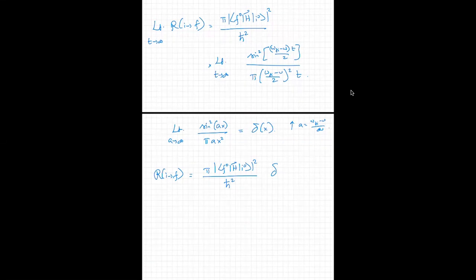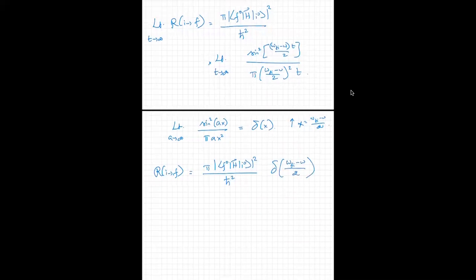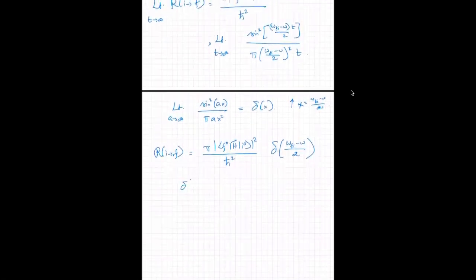Sorry, not a, the x. And a is basically t. So if I wait, time t goes to infinity of this is basically a delta function in omega f(phi) minus omega over 2. Okay, but as you guys very well know, delta of c times x is basically 1 over mod c delta of x.